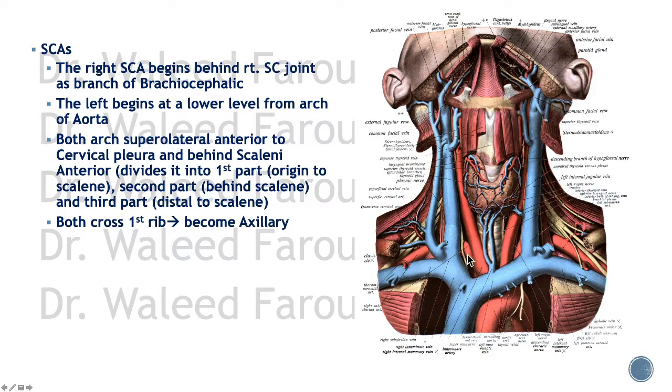The subclavian arteries arch anterior to the pleura of the lung, behind the internal jugular vein, and behind the scalene anterior muscle, which divides them into the first part from the origin to the scalene, the second part behind the scalene anterior, and the third part distal to scalene anterior.